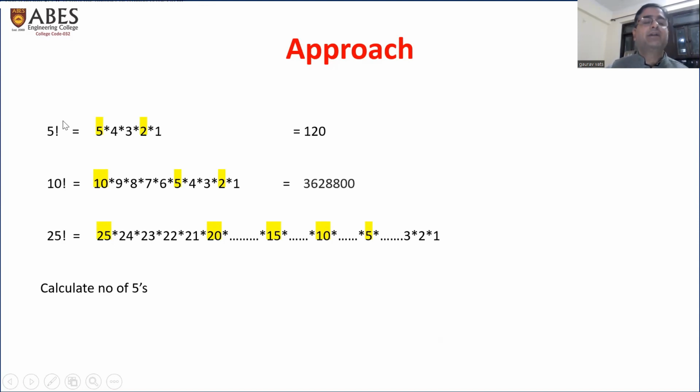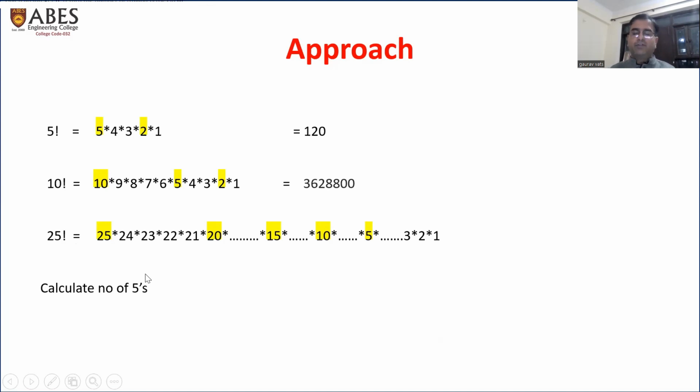In a similar manner, if I take factorial 5, the single trailing zero in 120 comes from 5 into 2. In a similar manner, if we have to calculate the factorial trailing zeros for n equal to 25, then it will indirectly be the number of fives.